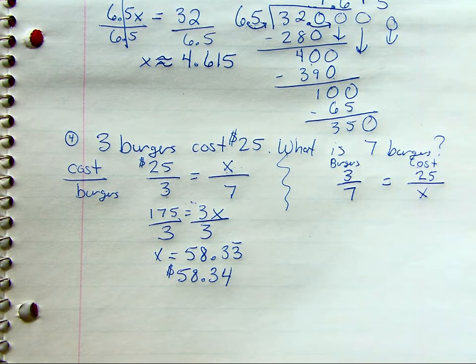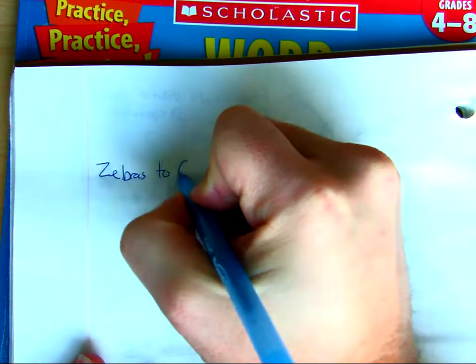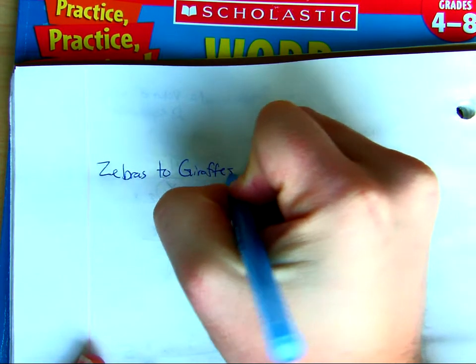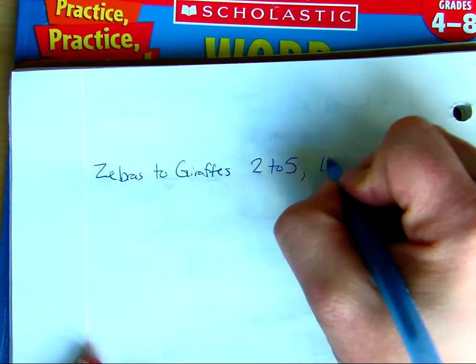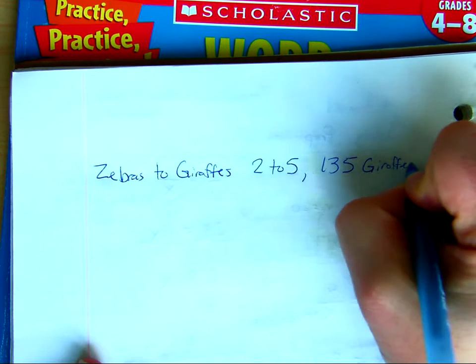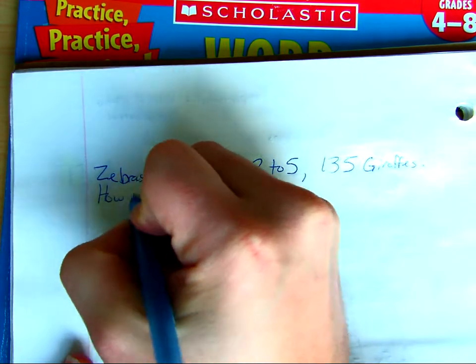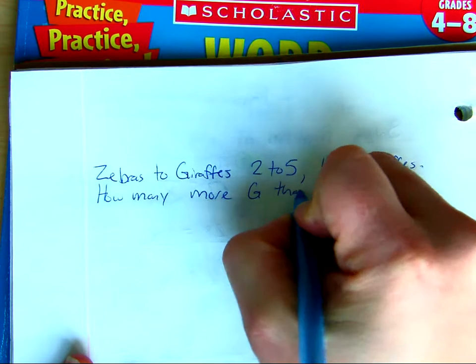Where else might we see this? Maybe like one of the problems we did for the warm-up today. Maybe you would say the ratio of zebras to giraffes is 2 to 5, and there are 135 giraffes, and we want to know how many more giraffes than zebras.